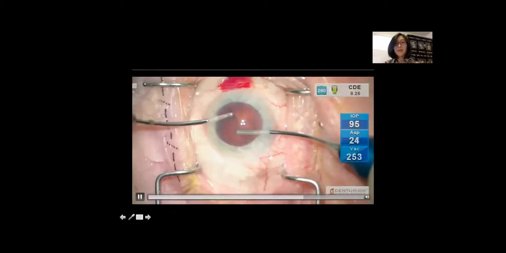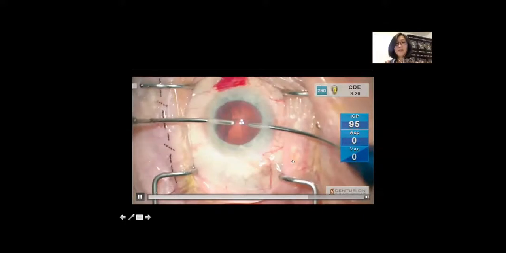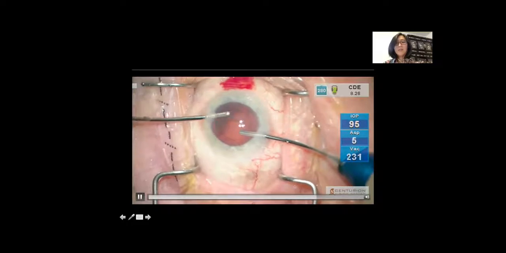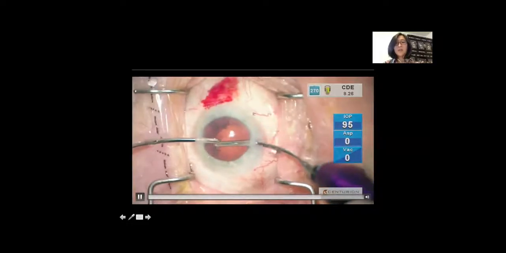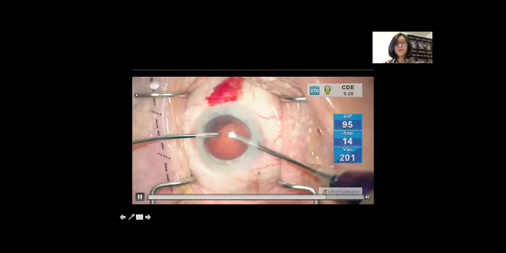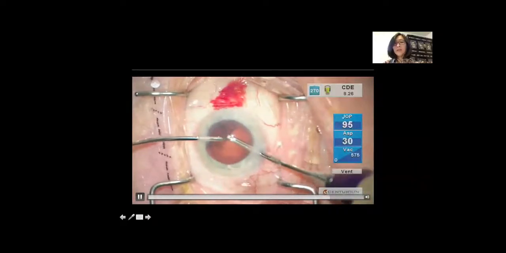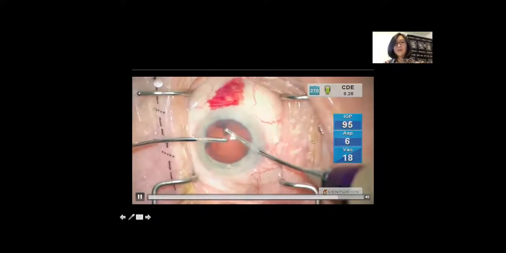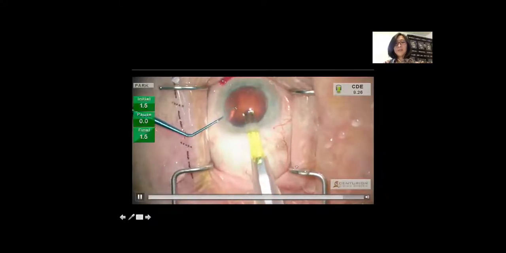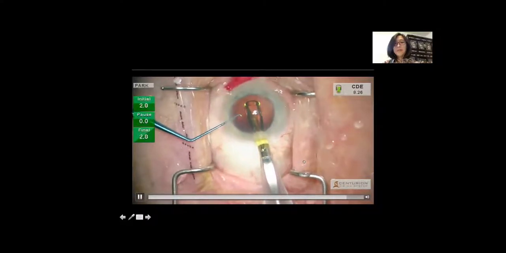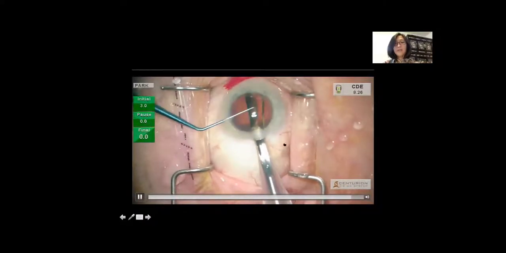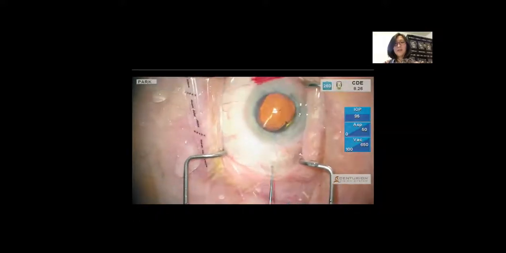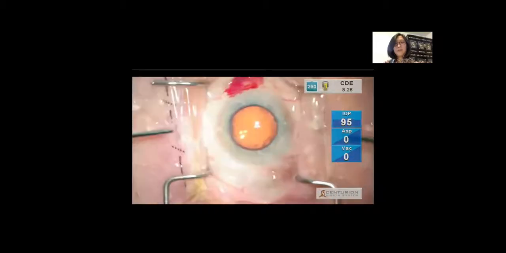This is bimanual irrigation aspiration. I like the Katena handpieces. The key here is that your aspiration should be smaller than the irrigation in order to achieve a stable anterior chamber. You can see that I've maintained a pretty high IOP, and this enables me to do this without collapsing the anterior chamber. This is the auto insertion of the Acrysof lens and centration, and again, irrigation aspiration.